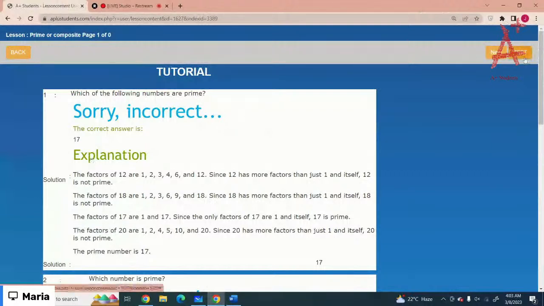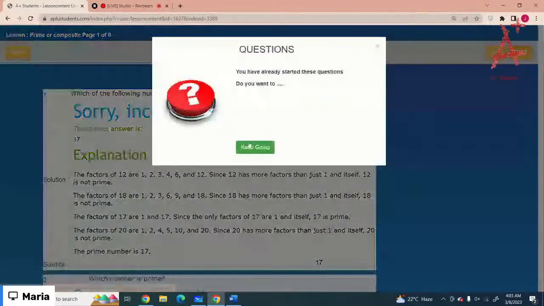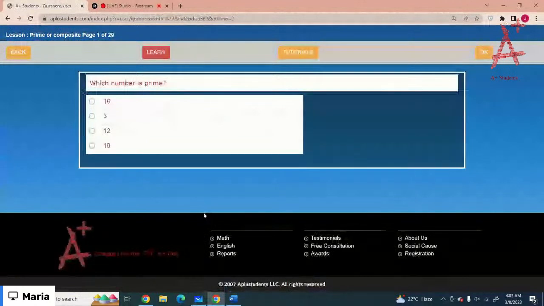The basic thing is you need to understand what prime and composite numbers are. So prime numbers are the numbers that have only two factors, 1 and the number itself. And the composite numbers are the numbers that have more than two factors. Got it? Okay, let's just start with the first one. Which number is a prime? So you are given numbers 16, 3, 12, and 18. Let's see which of them is a prime.